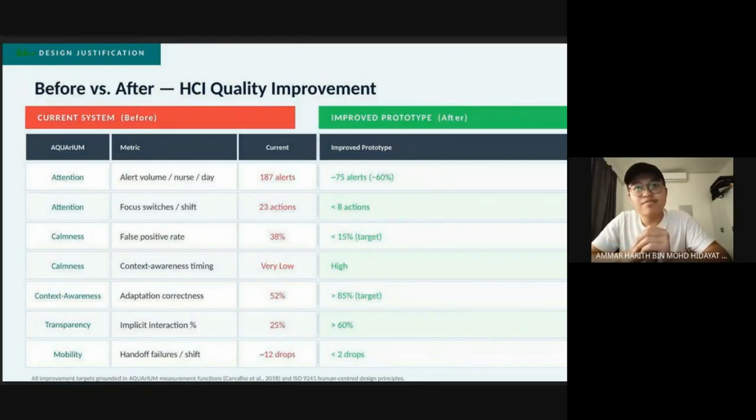And lastly, mobility. Handoff failures per shift drop from approximately 12 to fewer than 2. This is critical in ward environments and emergency care where care continuity depends on smooth transitions. All of these are grounded in AQUArIUM's own measurement framework and ISO 9241 human-centered design principles. So that's all from our group. Thank you very much.